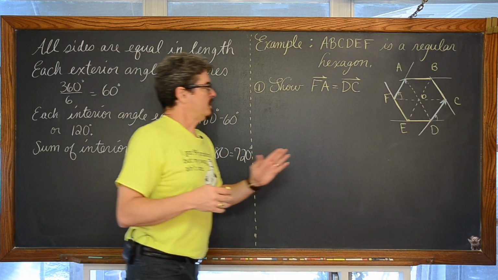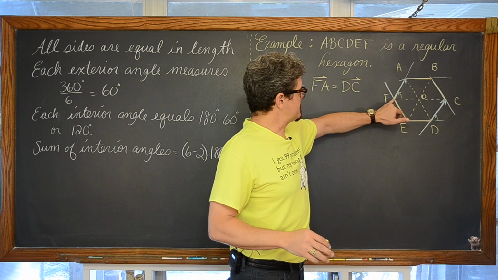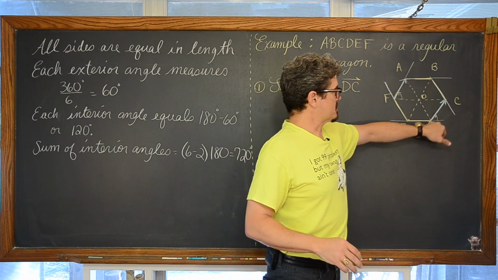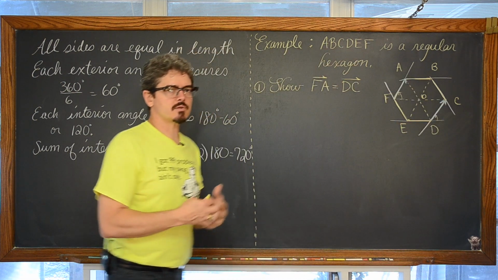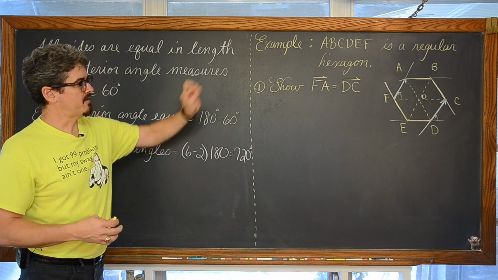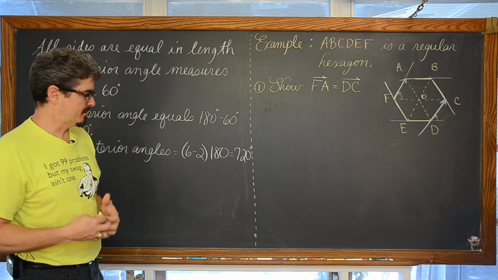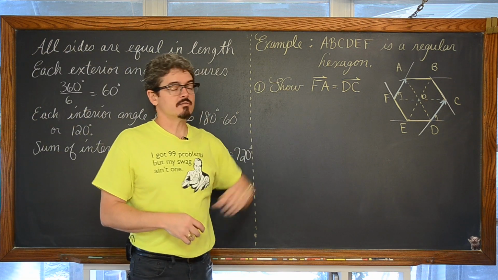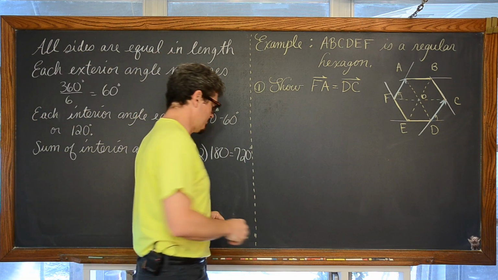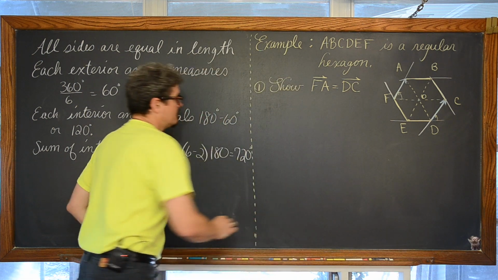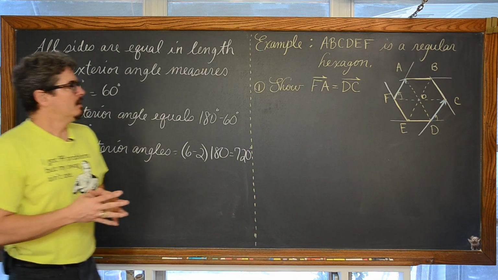Now, we can see that this vector is going up to the right and this vector is going up to the right. So as long as we show that those two lines defined by FA and DC are parallel, I'm going to be happy with the fact that we've shown that these vectors go in the same direction, not just have the same magnitude.